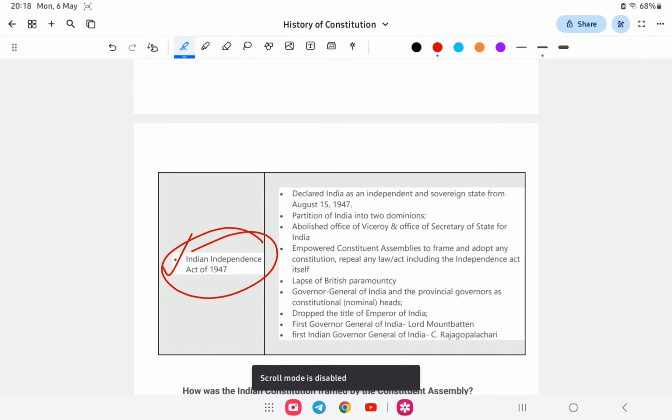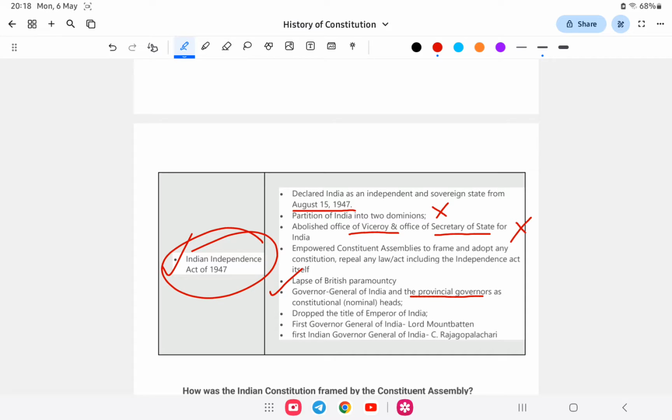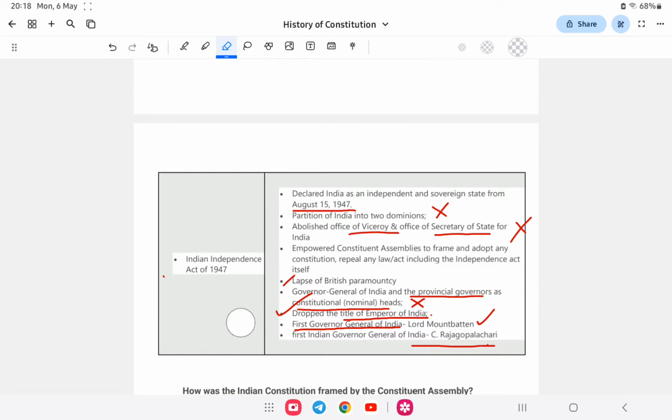In 1947, finally, India got independence, and the last legislation of the British government, the Indian Independence Act, was passed in 1947. So it ended British rule and brought Indian rule, removed the office of the viceroy and the secretary of state, divided India and Pakistan, and made the governor general and provincial governments constitutional nominal heads, with the title of Emperor of India dropped. After that, the first Governor General of India was Lord Mountbatten, and the first Indian governor general was C. Rajagopalachari.